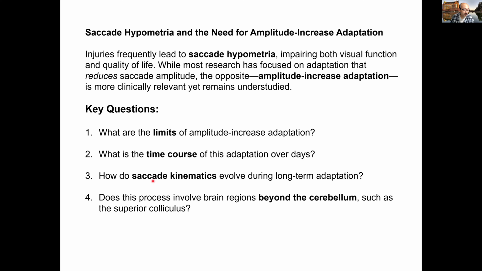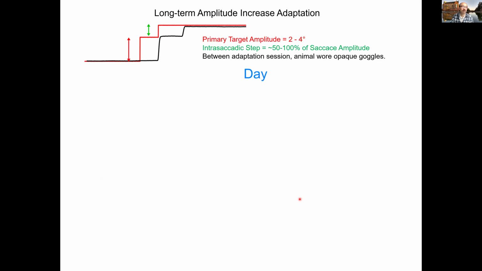And then of course we will see how the kinematics of the saccade change, the velocity, the duration, etc. And certainly the last one, we will see whether a brain region beyond the cerebellum is involved. It's probably the superior colliculus, and you will see why I'm thinking that. So next, let's see how we perform the adaptation.